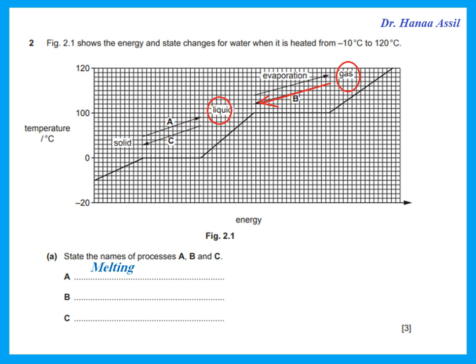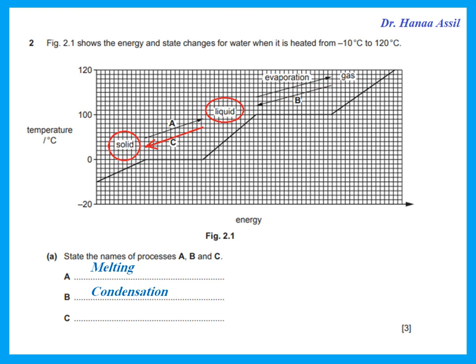Where is B? B is going from gas to liquid. Gas to liquid is condensation. Where is C? C is liquid to solid. Liquid to solid is freezing.